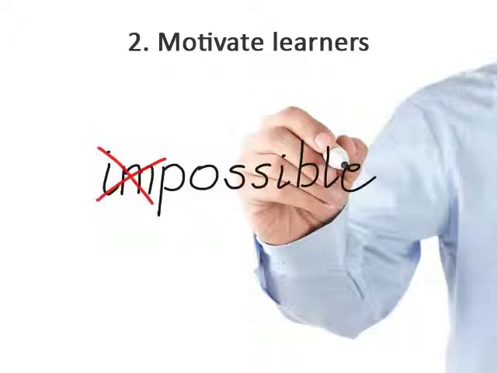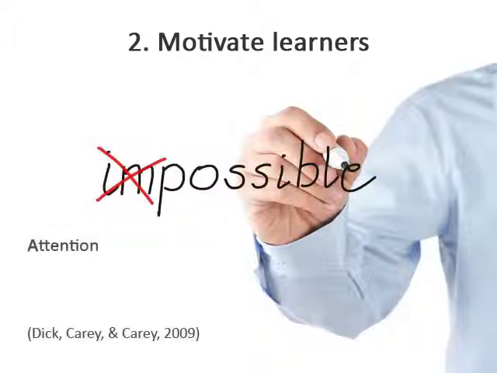The second guiding principle is to motivate learners. Keller's ARCS model identifies 4 attributes of instruction that can motivate learners. These are gaining the learner's initial attention, making learning relevant to the learner, ensuring the learner feels confident that the learning can be mastered, and ensuring the learner is satisfied with the learning experience.